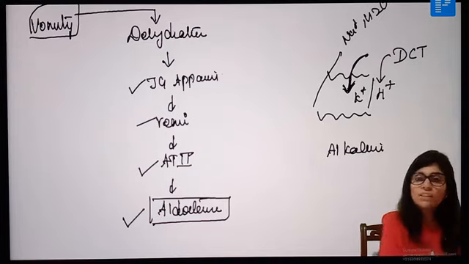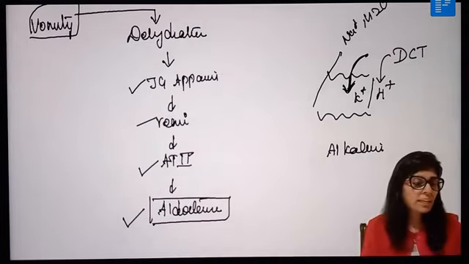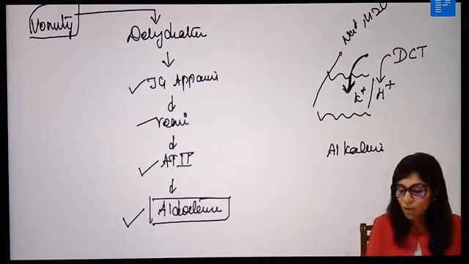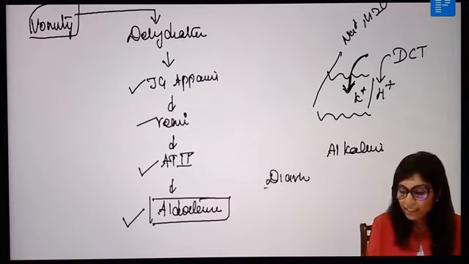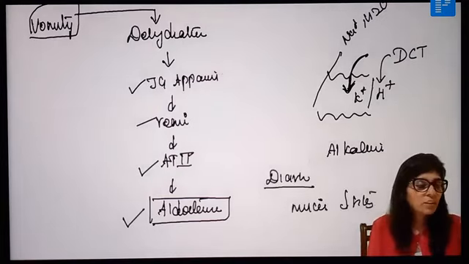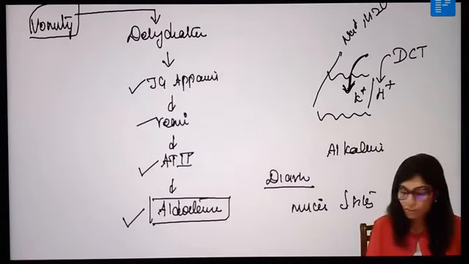So vomiting causes hypochloremic, hypokalemic metabolic alkalosis. What about diarrhea? I said diarrhea is a loss of mucus. Mucus is rich in bicarbonate. Every time you lose bicarbonate, it causes metabolic acidosis. And that is normal anion gap metabolic acidosis. Good.